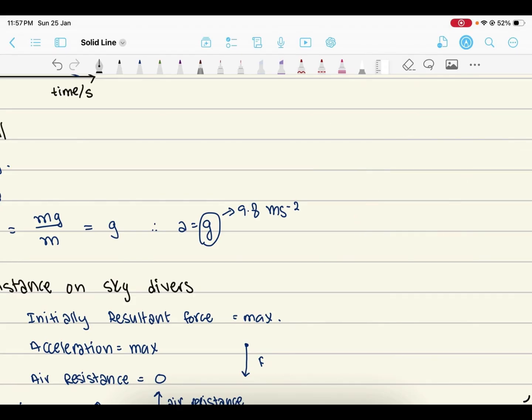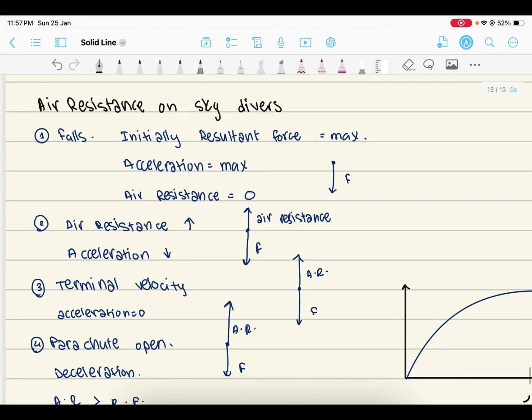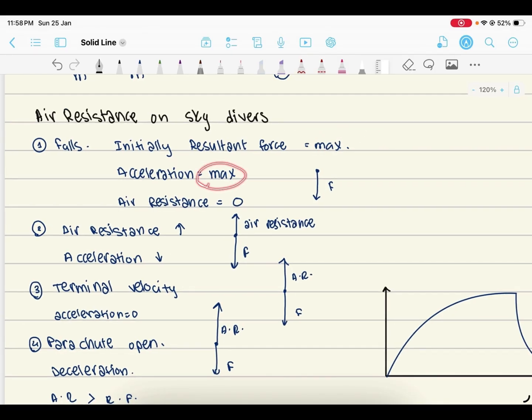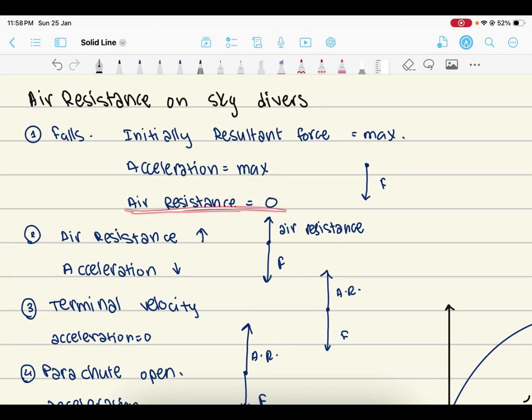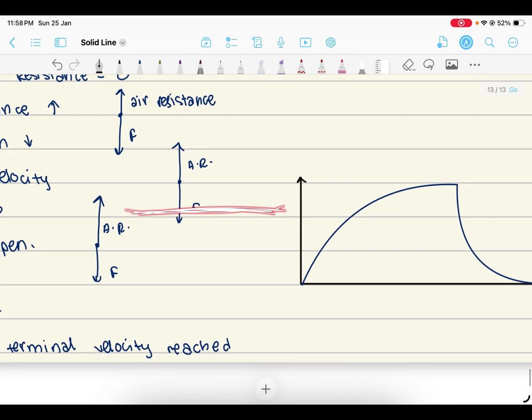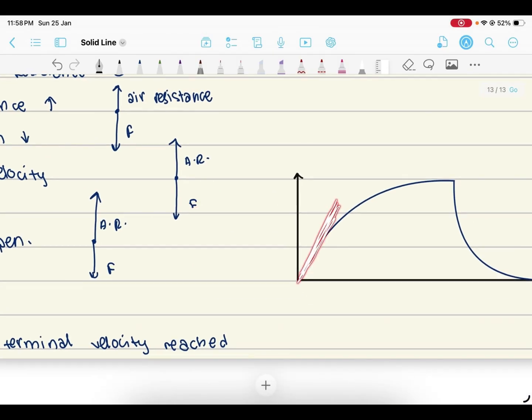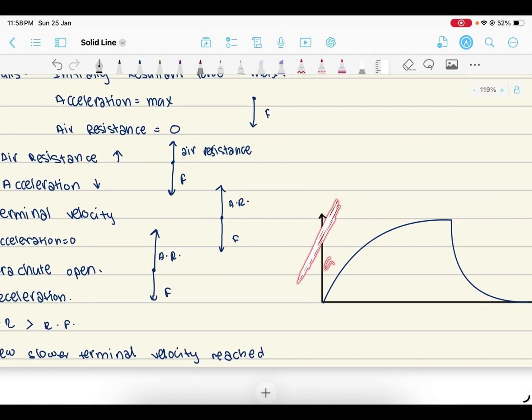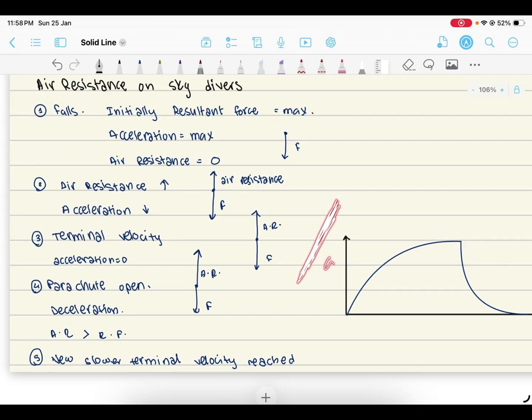Now we'll be talking about air resistance on skydivers. First of all, the skydiver falls. Initial resultant force is maximum, and acceleration is also maximum. But air resistance at the initial point is 0. Here, you can see this is the steepest. Sorry, acceleration is maximum, and resultant force will also be maximum here.